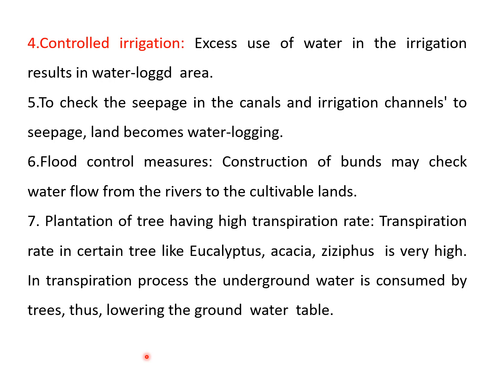Plantation of trees having high transpiration rate. Transpiration rate in certain trees like eucalyptus, acacia, Ziziphus is very high. In the transpiration process, the underground water is consumed by trees, thus lowering the groundwater table.